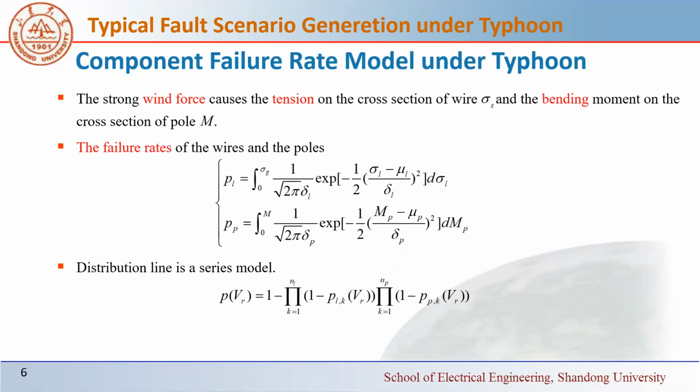The strong wind force causes tension on the cross-section of the wire and bending moment on the cross-section of the pole. The tensile strength of the wire and the bending strength of the pole are known to be normally distributed. Only if all the wires and poles on the line don't break down will the distribution line operate normally, which can be described as a series model.